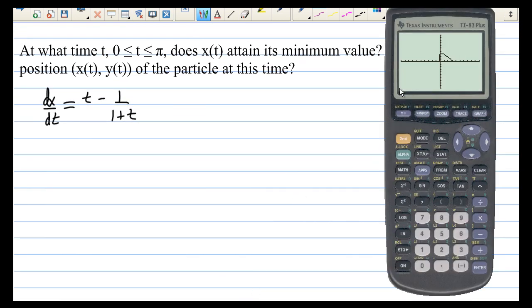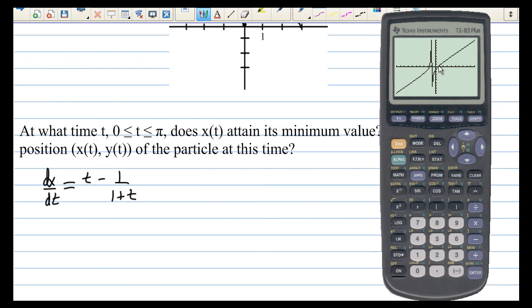Let's bring up the calculator. Let's change our mode to just function. Quit out of there. And let's put this function in, but this time we'll just be using x's: x minus 1 divided by 1 plus x. And let's zoom 6 it.